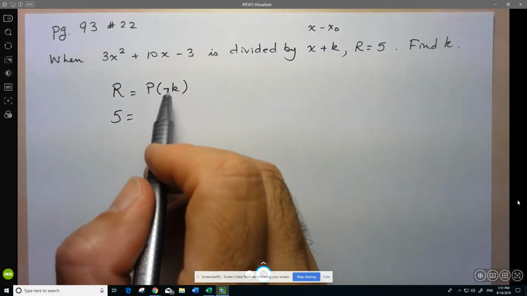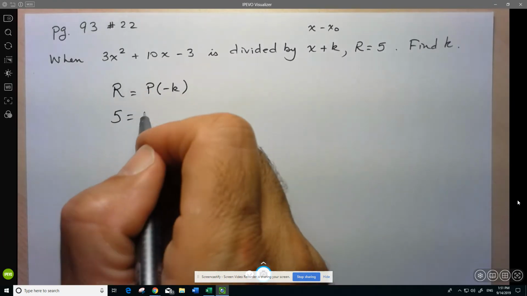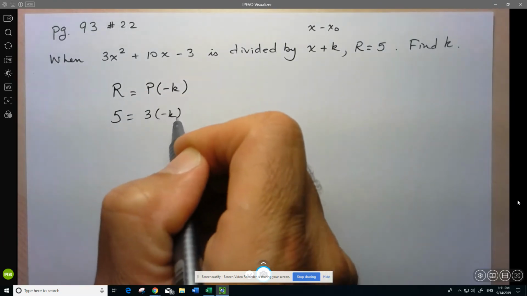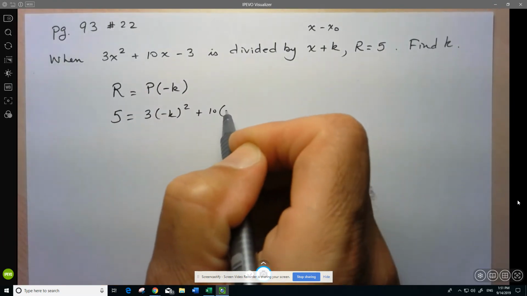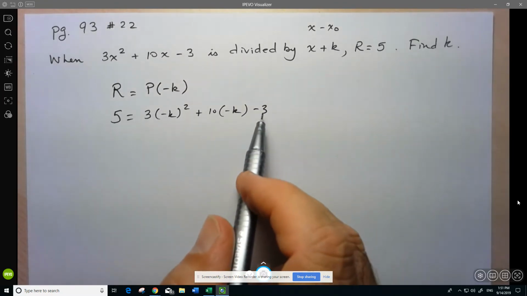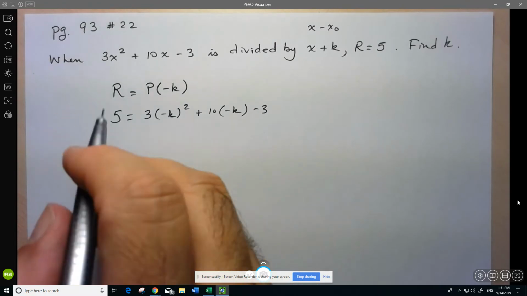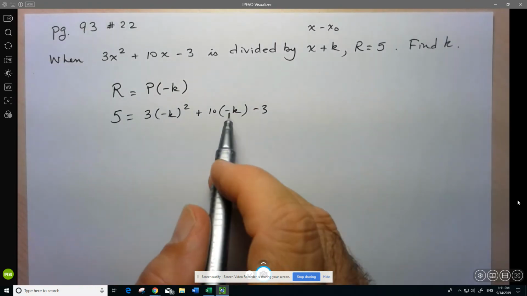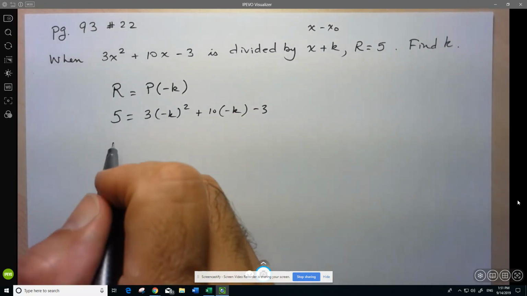All right, so now we're told that the remainder is equal to 5. And now we can input negative k into the polynomial. So 3 times negative k squared plus 10 times negative k minus 3. And we end up with an equation that we can solve. All right, so in this case here, it's a quadratic equation. So we may have more than one solution.